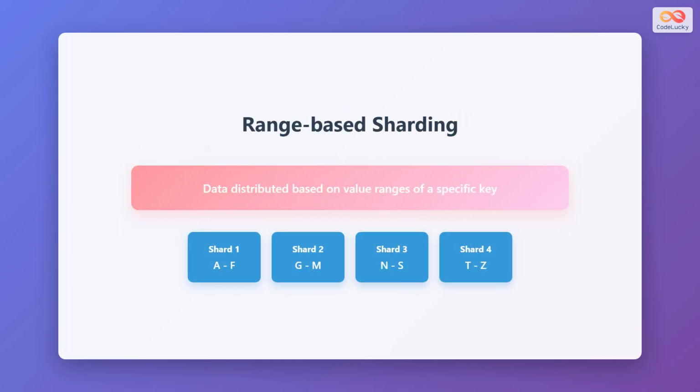Range-based sharding involves distributing data based on value ranges of a specific key. For example, the data can be partitioned alphabetically. Records with keys starting with A through F might go to shard 1, G through M to shard 2, N through S to shard 3, and T through Z to shard 4. This method is simple to implement when the range of values is easily determined.